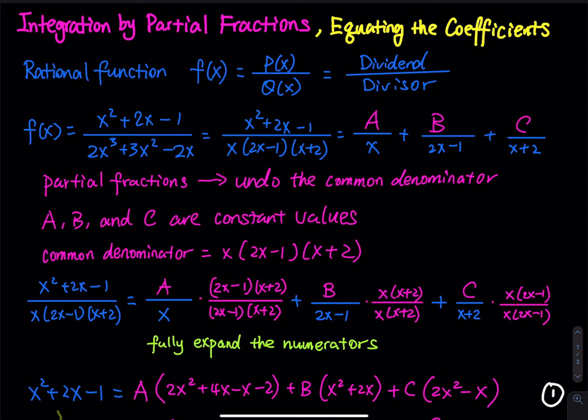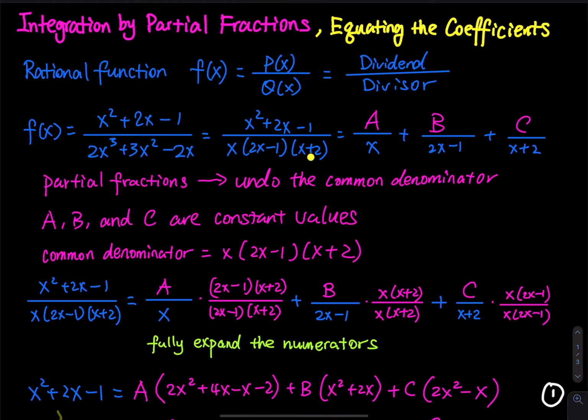So let's say I have f of x equals x squared plus 2x minus 1 divided by 2x to the third plus 3x squared minus 2x. First of all, I would like to factor the denominator. From the third power to 3 distinct linear factors: x times 2x minus 1 times x plus 2.